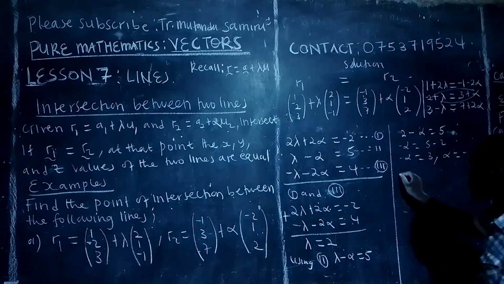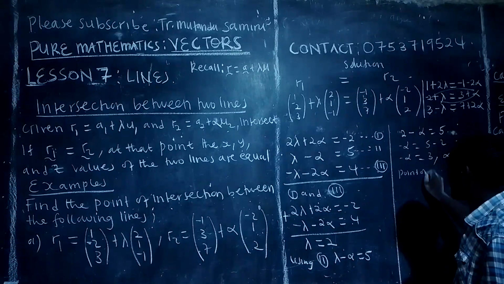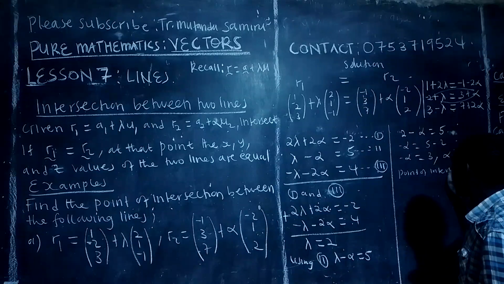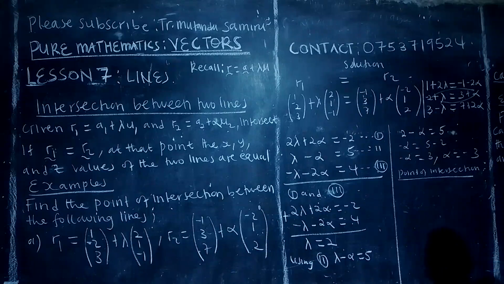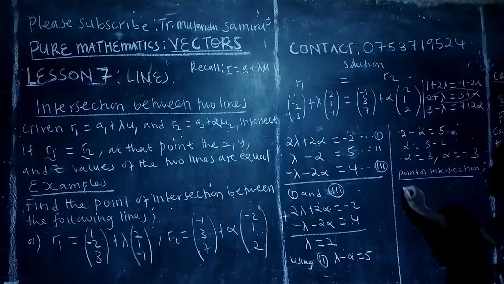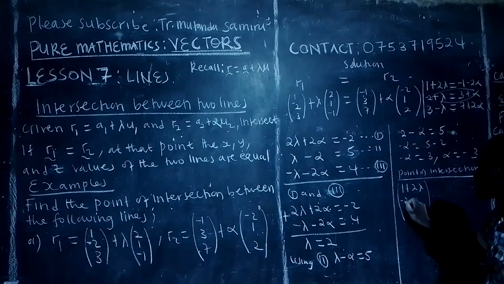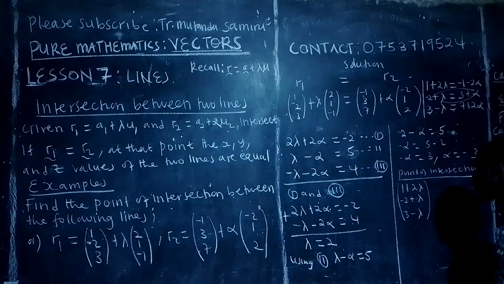Now let's get point of intersection. Point of intersection, where shall we get it from? You can choose to substitute in only one side, only. So you can choose this, 1 plus 2 lambda, because you have this, 1 plus 2 lambda, then you have this, negative 2 plus lambda, then you also have 3 minus lambda. To get this can give you the answer.